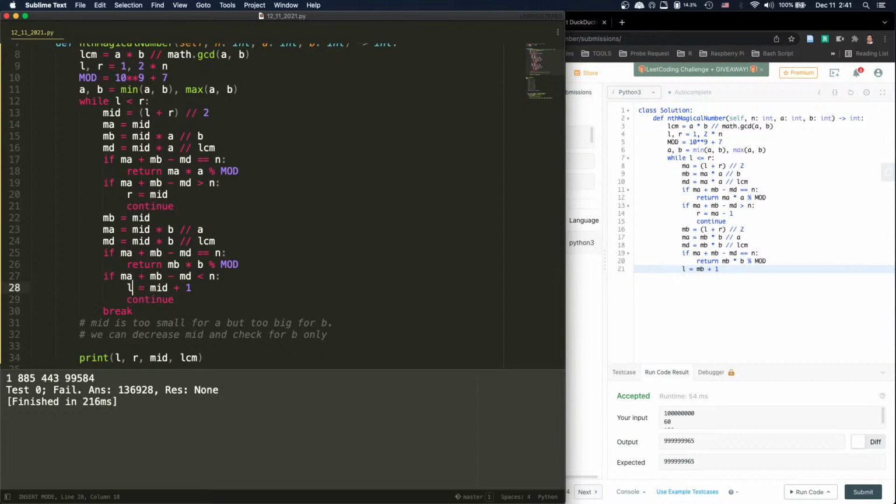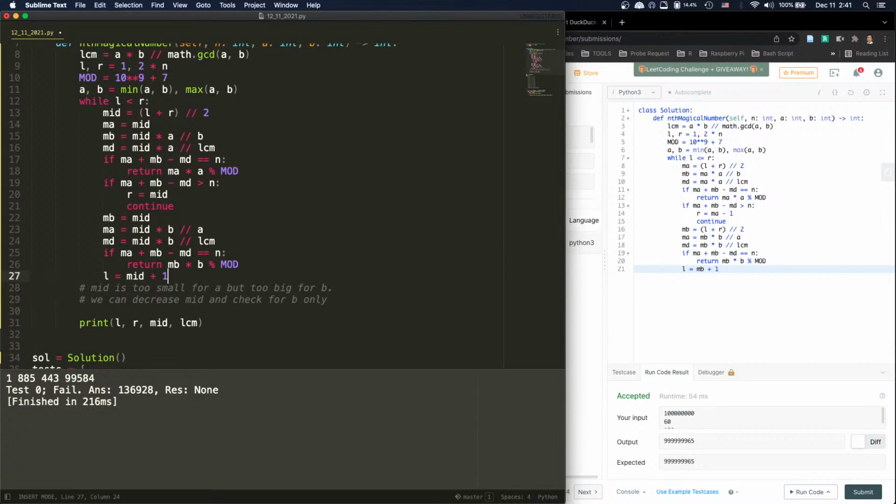Okay, yeah, okay. You know what? We do this, and then we come out. When we come out, we know that L minus 1 is too small for A, but L is too big for A. Thus, L is too big for both A and B.